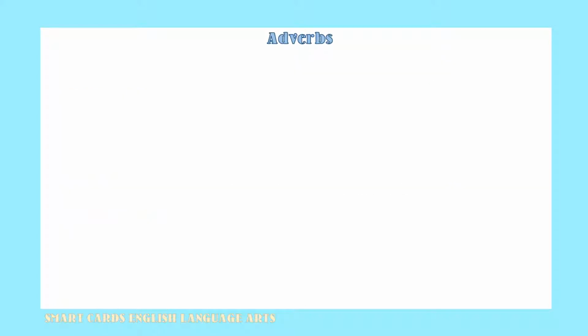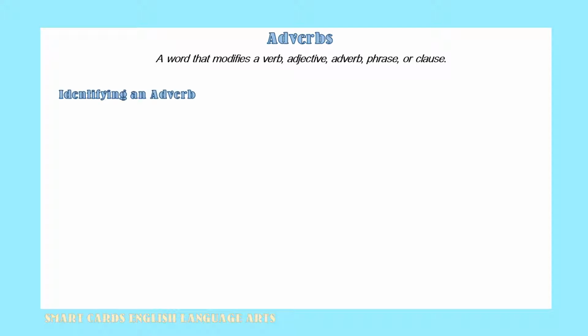Okay, let's move on to adverbs. An adverb is a word that describes a verb, an adjective. It can describe itself, a phrase, or a clause. But how do we identify an adverb in a sentence that has a whole bunch of other words in it?